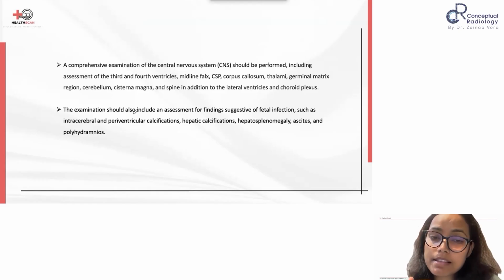And once this evaluation is done, then we should evaluate the fetus for fetal infections, because ventriculomegaly has been associated with fetal infection, and for that you should look within the CNS as well as extra CNS manifestations of the fetal infections. We might sometimes see ventricular calcifications, hepatic calcification, there might be ascites, polyhydramnios, oligoplacentomegaly, hepatosplenomegaly. So all these things we should look for.